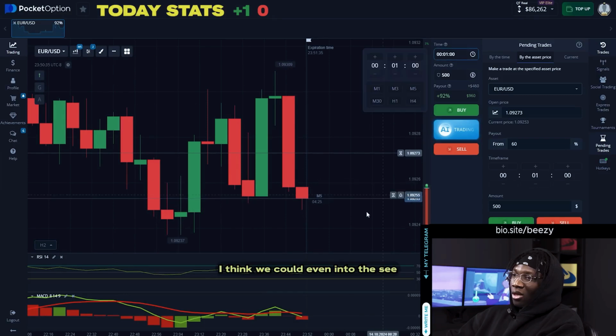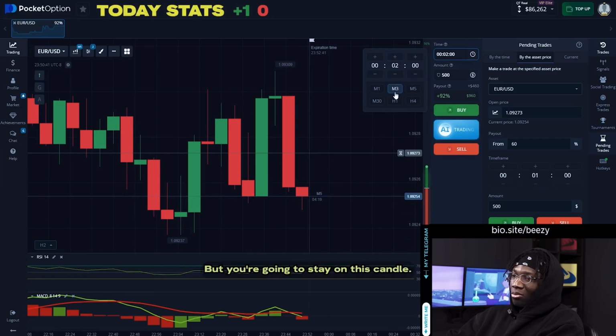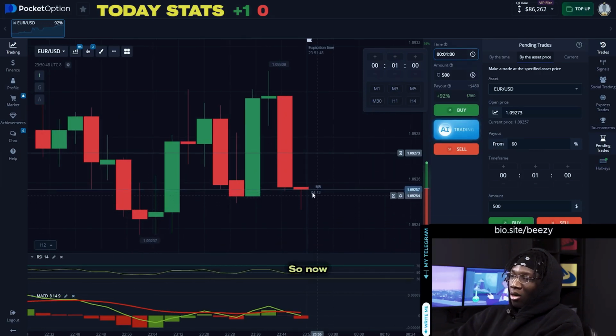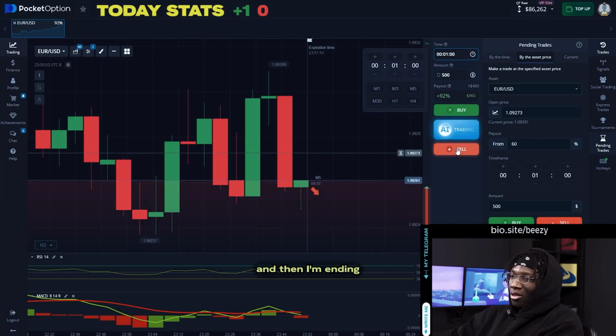I think we could even enter. Let's see, when is it gonna expire? Right here on the next candle, but here we're gonna stay on this candle. So I'm seeing that being pushed up a little. So now I'm hoping that price pushes up a little bit more, and then I'm gonna enter.